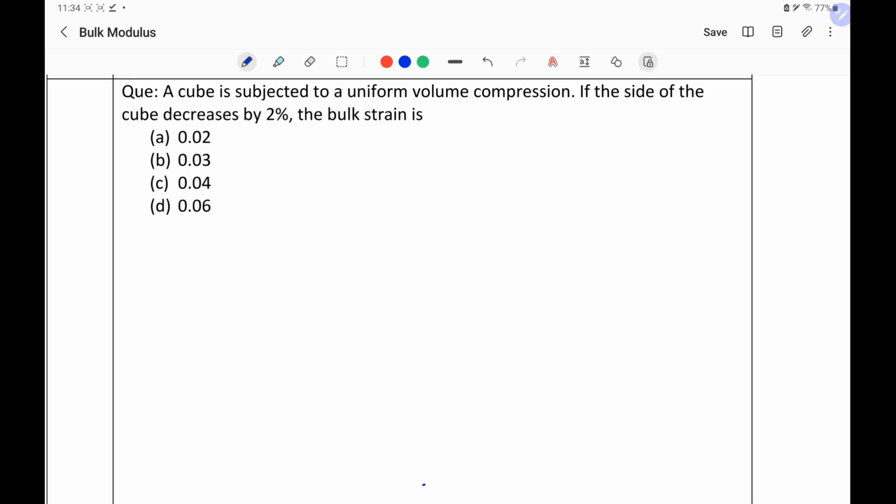Next question is, a cube is subjected to a uniform volume compression. If the side of the cube decreases by 2%, the bulk strain is.